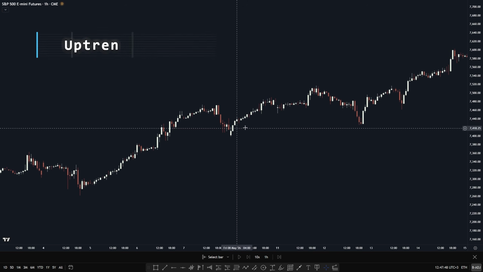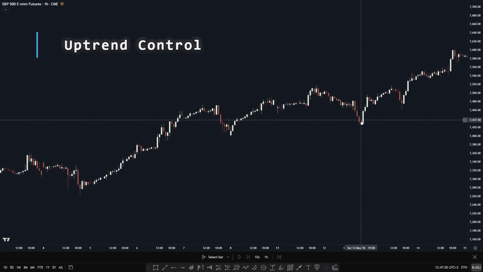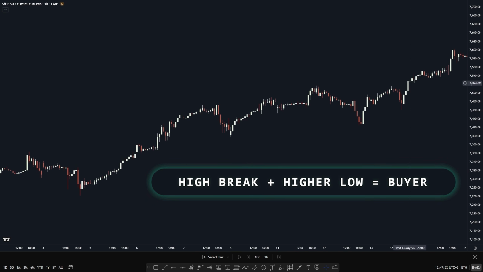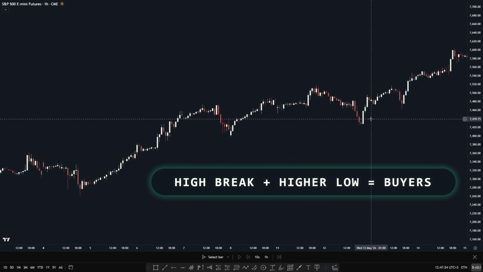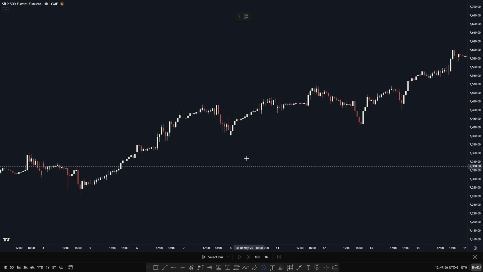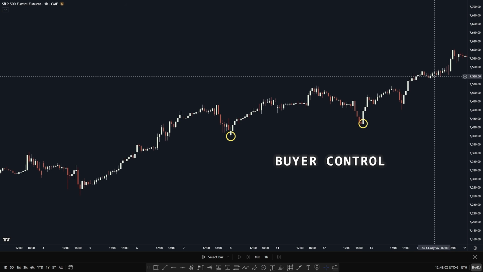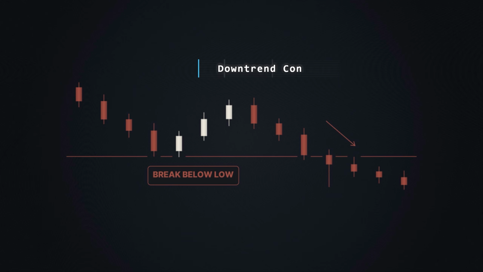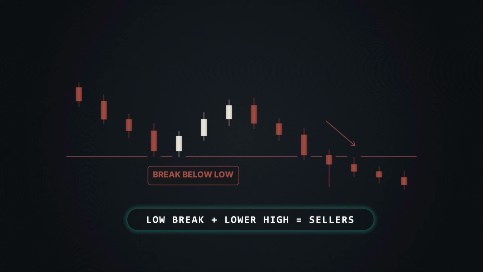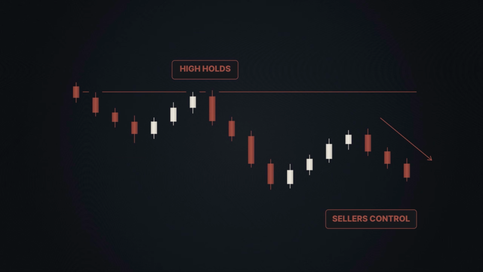Watch this uptrend. Price makes a high, pulls back, then breaks above that high. After that, the pullback holds above the previous low. That tells me buyers still control the chart. Now watch this downtrend. Price makes a low, pulls back, then breaks below the old low. The next rally fails below the previous high. That tells me sellers still control the chart.